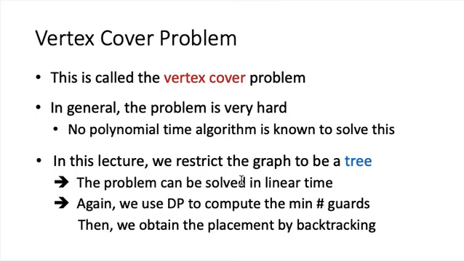Now in this lecture, we will restrict the input graph to be a tree. Suddenly the problem becomes much simpler, and it can be solved in linear time. Again, this is an example of DP. We are going to use DP to compute the minimum number of guards first, and then we will store extra information that allows us to do backtracking so that we can obtain the optimal placement of the guards.